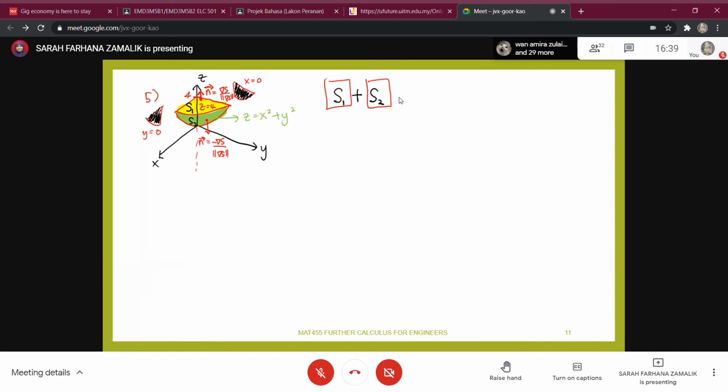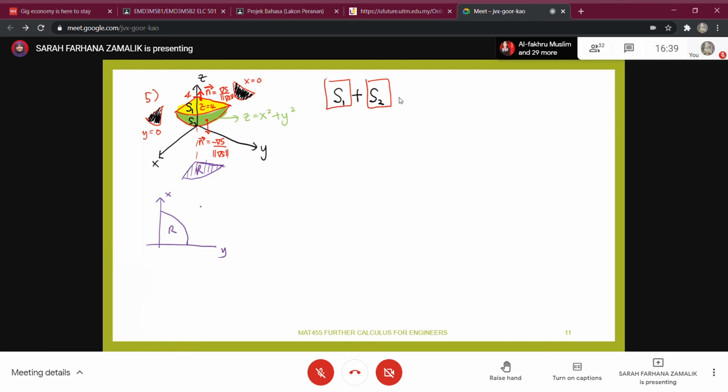But let's determine first dia punya boundary dulu. Boundary area, boundary area. Yes, ni boundary area kita. On XY plane. So this is our R. Okay. Which is bentuk dia quarter circle. So that is our R.